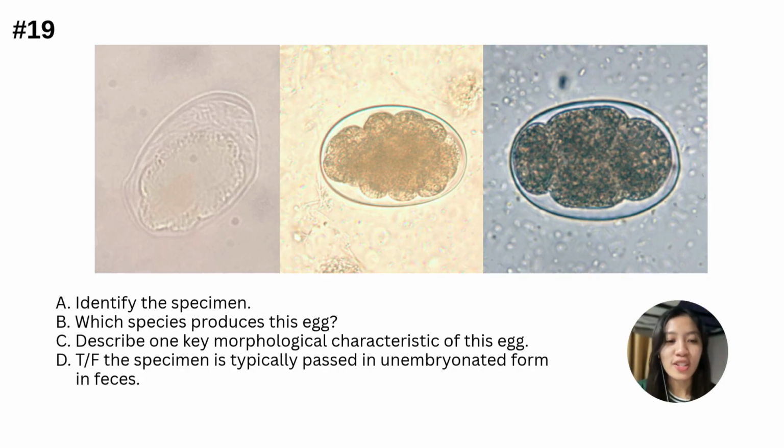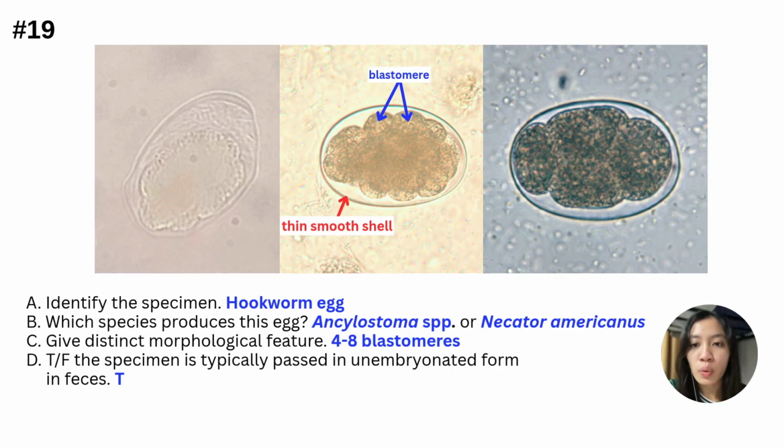So now for this station, the specimen shown is a hookworm egg. It is oval in shape with a thin smooth shell. Inside the egg, we can observe segmented blastomeres or a morula stage, usually around 4 to 8 cells. An important diagnostic point is that the eggs of the two major human hookworms look identical under routine microscopy. So in stool examination, they are usually reported simply as hookworm eggs. The two species responsible for the most human infections are Ancylostoma duodenale and Necator americanus. These eggs are typically passed in feces in an unembryonated stage, which serves as the diagnostic stage in stool examination.